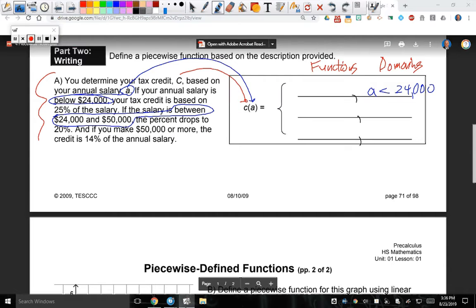Alright, so here we go. And that's the big thing that I'm wanting you to see because it'll help you figure out everything else. Between 24,000 and 50,000. See, this last one says if you make 50,000 or more. Go ahead. We'll get to that. I think I know what you're talking about. We'll get to it, okay? Just wait up on it. Just a little bit more. 50,000 or more is going to be A is greater than or equal to 50,000.